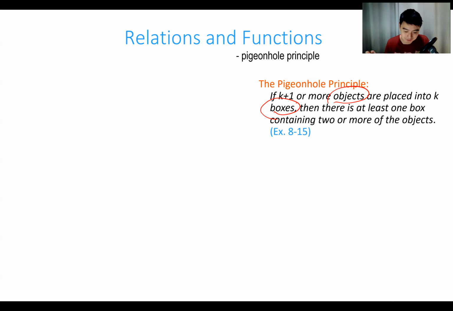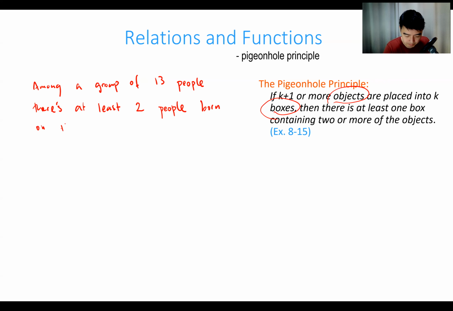So let me just write a statement, first of all, that among a group of 13 people, there's at least 2 people born in the same month. Okay, now again, this might be a very intuitive statement, but we're going to show this using the pigeonhole principle proof. So the idea is that we need to assign what the objects are and what the boxes are.